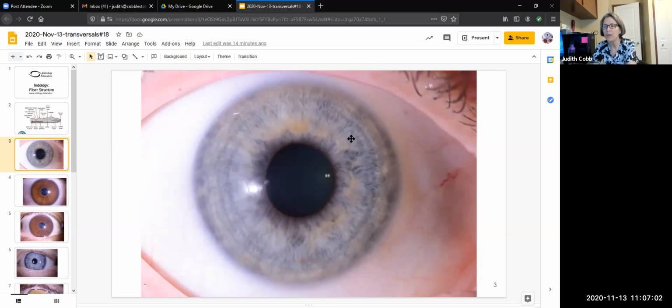And so here we go. In this beautiful blue eye, we can see all of these fibers. All of these threads or fibers are called trabeculae. And this is really, really important. So let's pop back here.